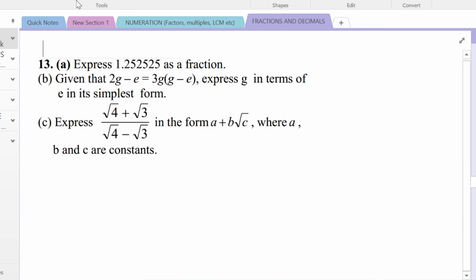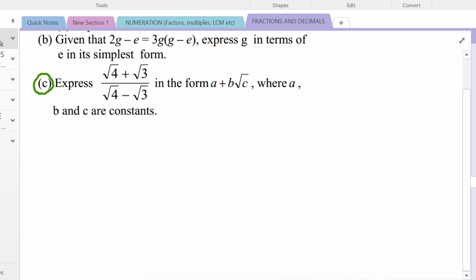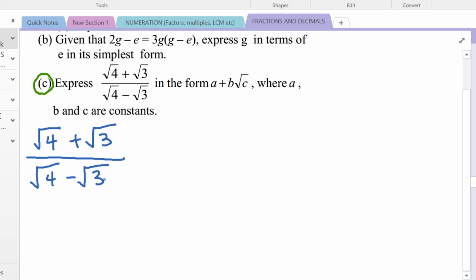Then this is the last question we are doing. Part C: express this as a surd where A, B, and C are constants. So this is going to become square root of 4 plus square root of 3, divide that by square root of 4 minus square root of 3. With this, we do what we call rationalizing the denominator. These are irrational numbers, the way you're seeing. So we rationalize the denominator by multiplying by its conjugate.